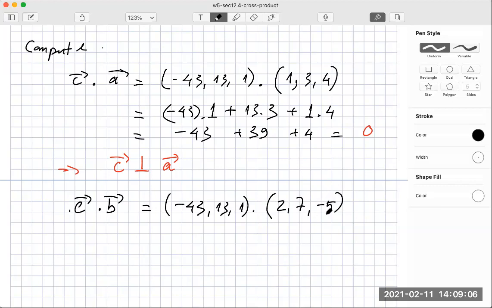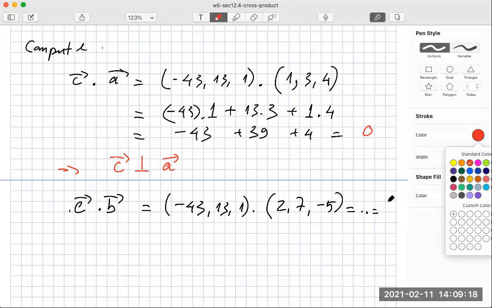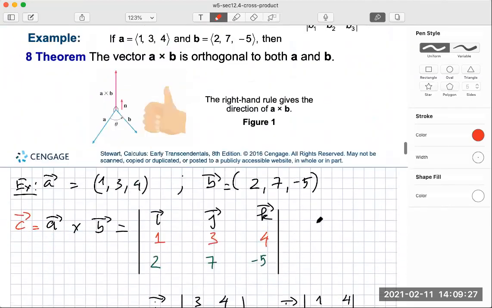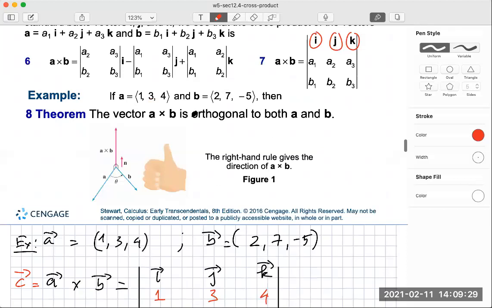Right? And do a similar thing. You see that this dot product is also 0. Okay? Then we have a theorem that the vector A cross B is orthogonal to both A and B. Okay?